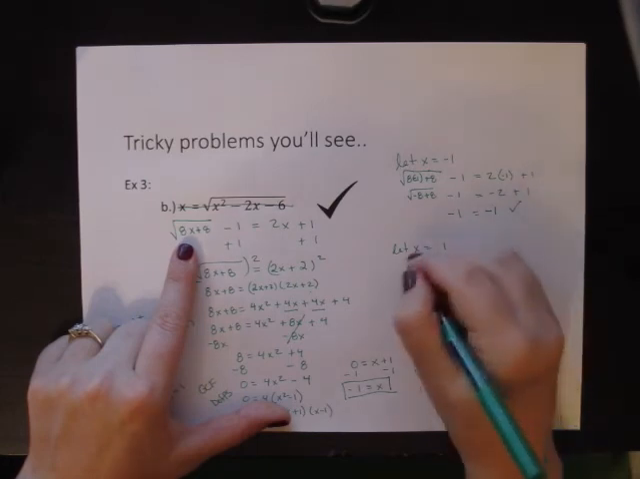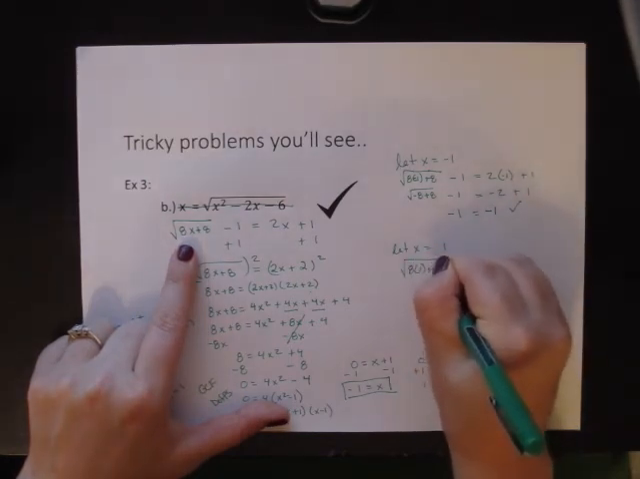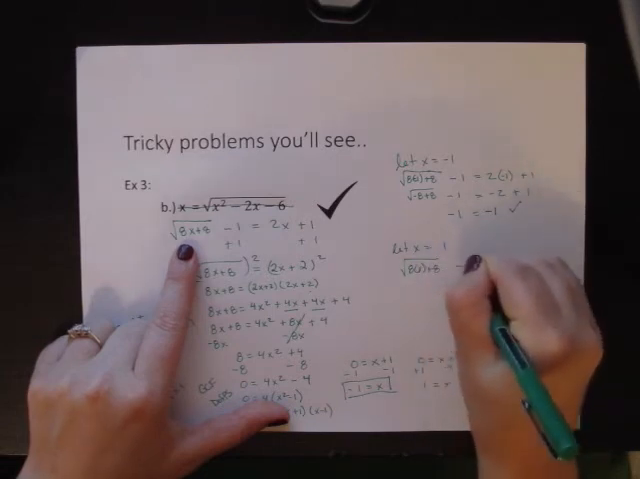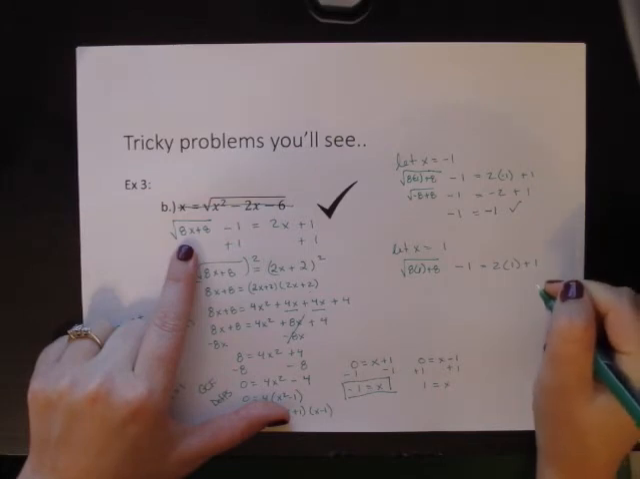Now we got to check it for x equaling 1, so I take the square root of 8 times 1 plus 8, minus 1 equals 2 times 1 plus 1.